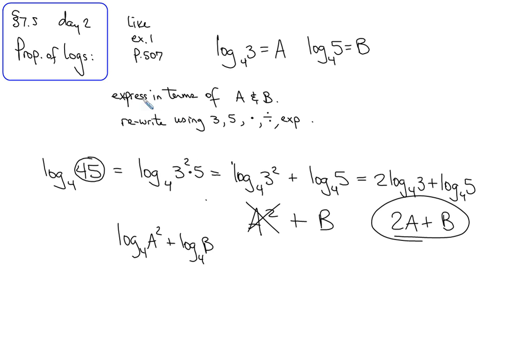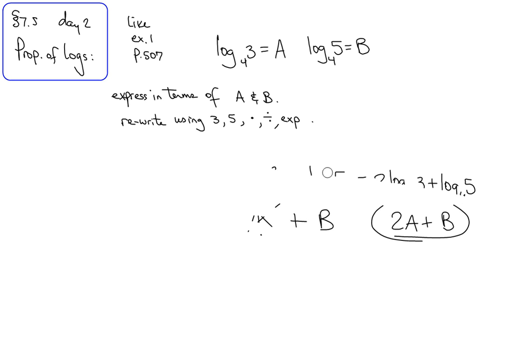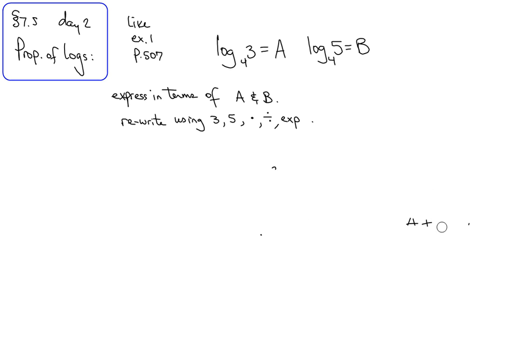Now, some of them do make you think a little bit, so let's look at one that makes you think a little bit more. All right. So what happens if you get one that looks like this? Log base 4 of 3 over 25. So how do I rewrite 3 over 25 using this stuff? Good. 3 over 5 squared.